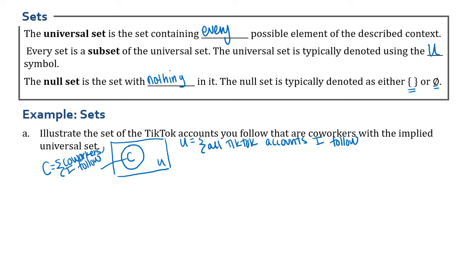So this is how we can illustrate the set of TikTok accounts that we follow that are coworkers. That would be what's inside, a subset of that universal set, and the implied universal set would be all TikTok accounts I follow. Another subset of all TikTok accounts I follow could be my family.